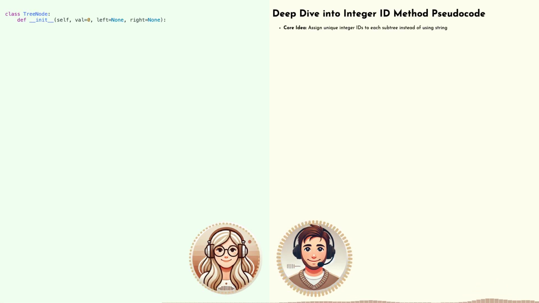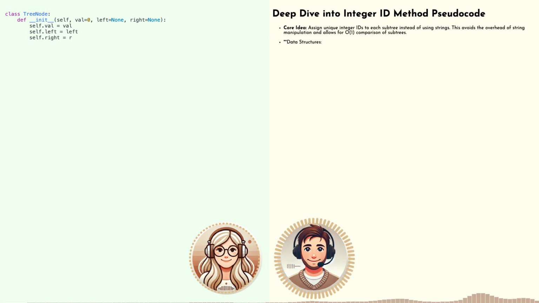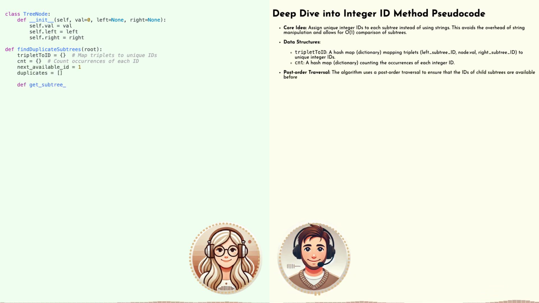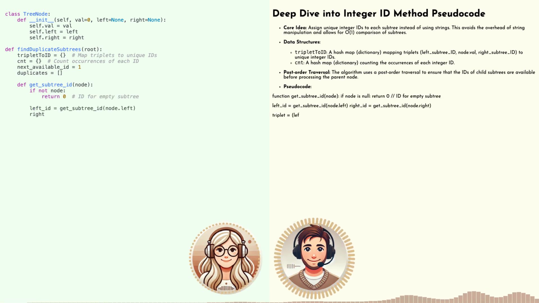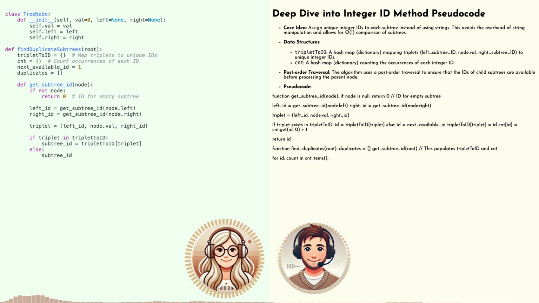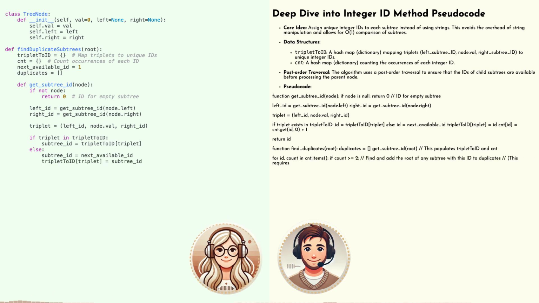Welcome back to AI.Code.Cast. In part 1, we tackled that challenge of finding duplicate subtrees. We explored brute force, and then we came up with those 2 pretty clever approaches using hashing. And now I think it's time to roll up our sleeves and really dive into the pseudocode for that intriguing integer ID method. Absolutely.